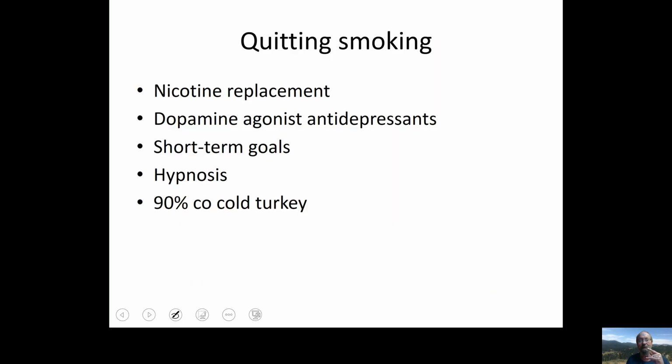So how do you quit smoking? You get nicotine replacement, the patches, dopamine agonist antidepressants like Wellbutrin, bupropion. Have short-term goals instead of just quitting smoking. One of the problems is that heart disease, lung disease, and lung cancers are like down the road, right? So you don't really think about those. You just want a cigarette now. But if you have short-term goals, like I want to breathe better, I don't want to stink, that kind of thing.